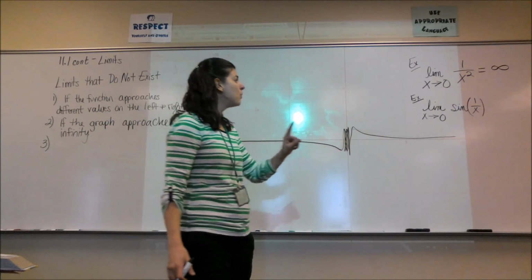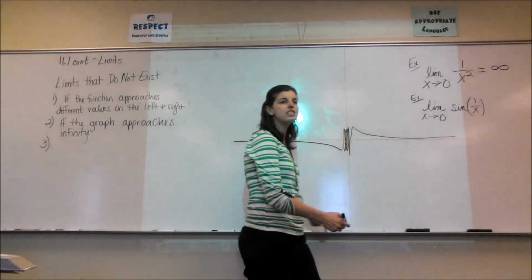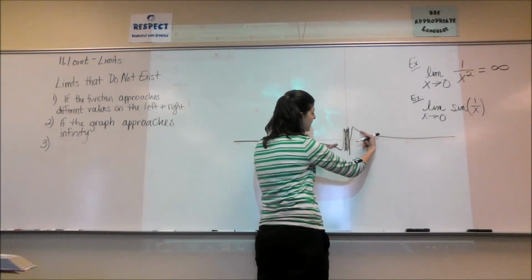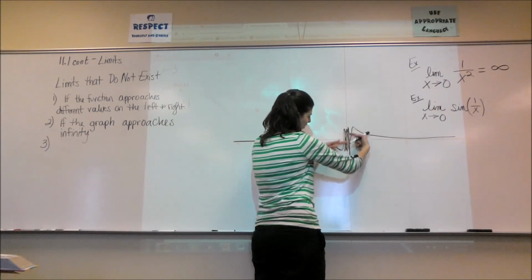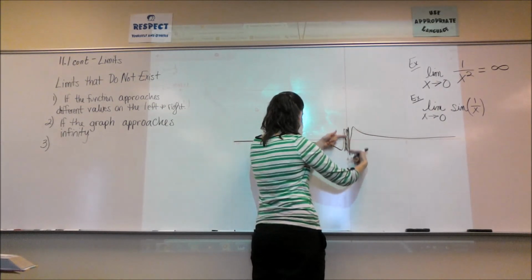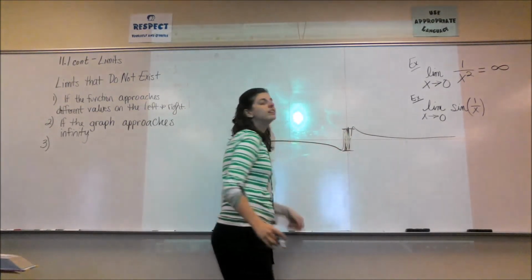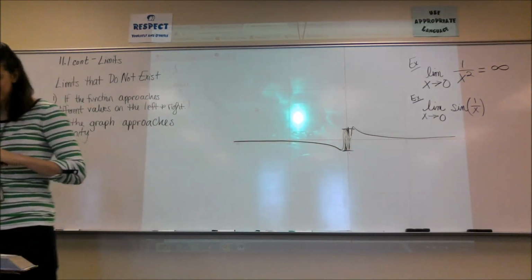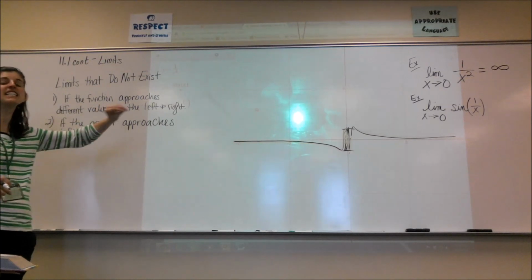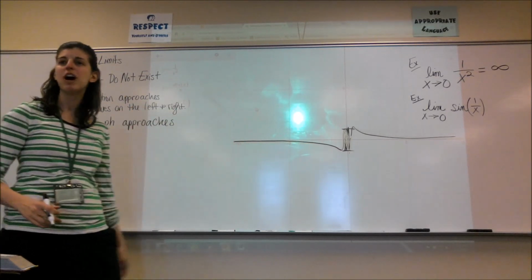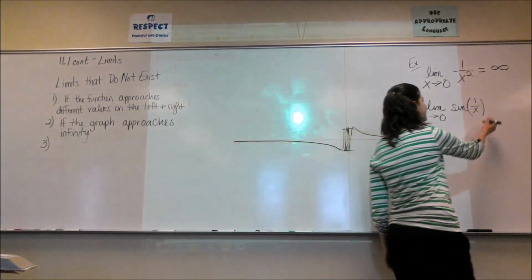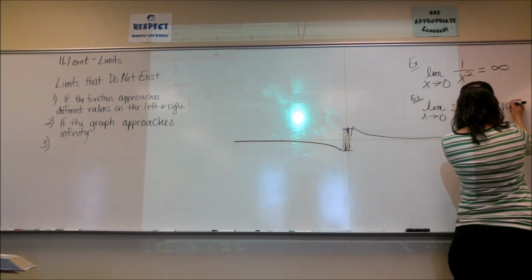If I want to know what's the limit as x tends to 0, you tell me, what's the limit as x tends to 0? Well, it's because it's positive and negative. This thing is oscillating between 1 and negative 1. Therefore, the limit does not exist.